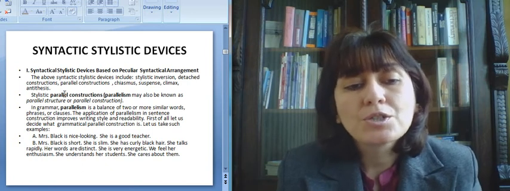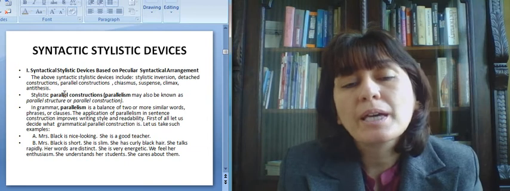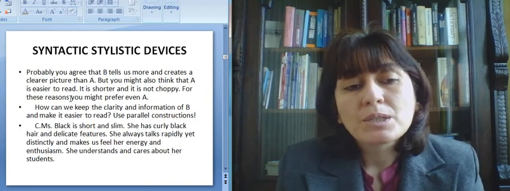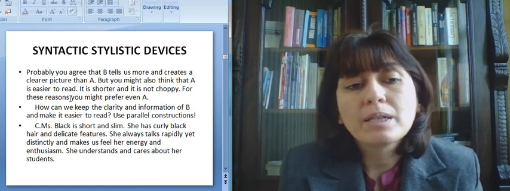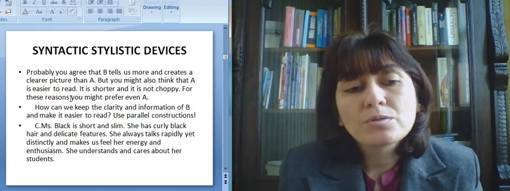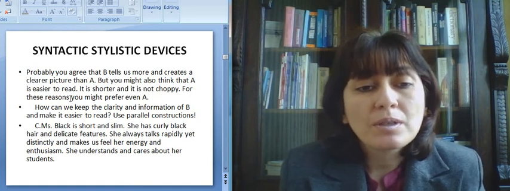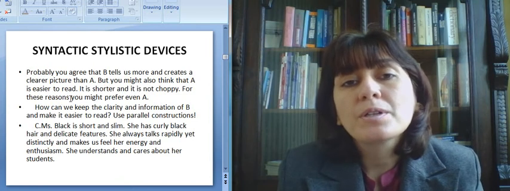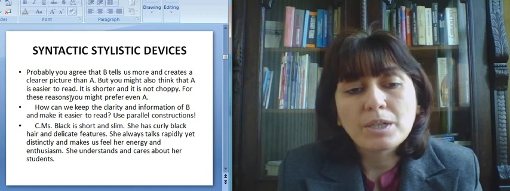She talks rapidly. Her words are distinct. She is very energetic. We feel her enthusiasm. She understands her students. She cares about them. Probably you agree that number B tells us more and creates a clearer picture than A. But you might also think that A is easier to read. It is shorter and it is not choppy. For these reasons, you might prefer A.